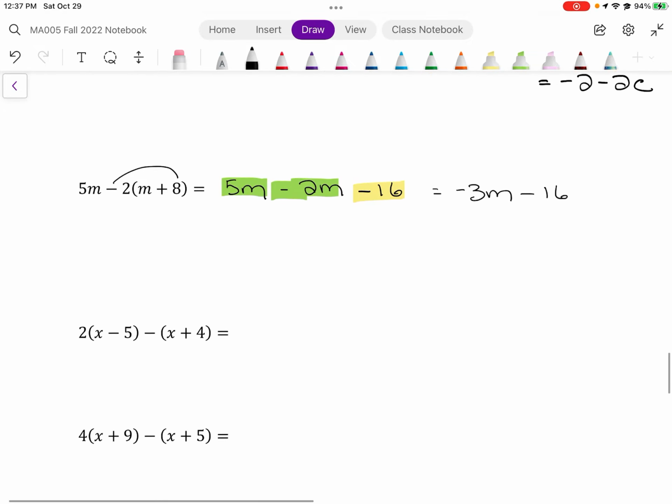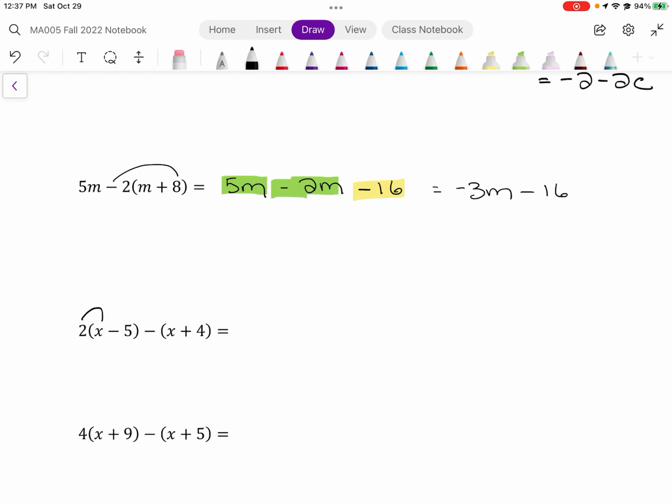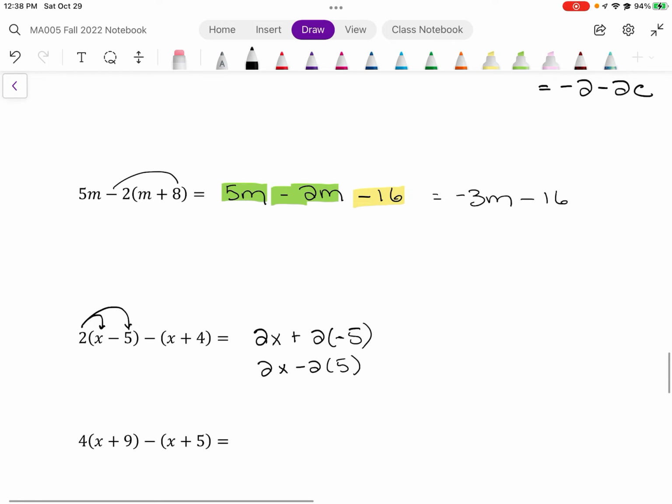All right, next one. We're going to have 2 times x and then 2 times minus 5. So I get 2 times x and then 2 times minus 5. Now you could have said 2 times x minus 2 times 5. Either way you want to do it is fine, but just keep track of it. There's only one negative there, so put it on either one, whichever way you think of it is fine.